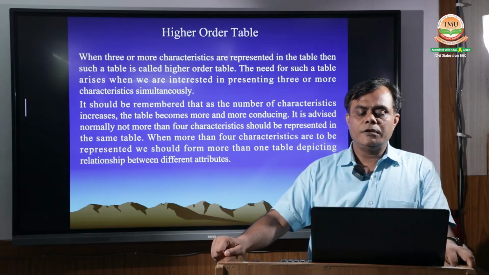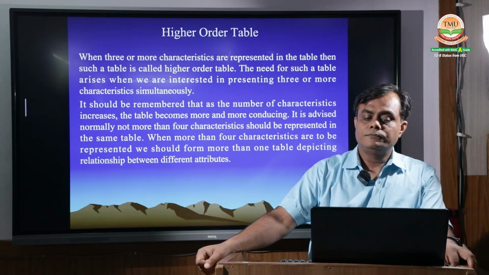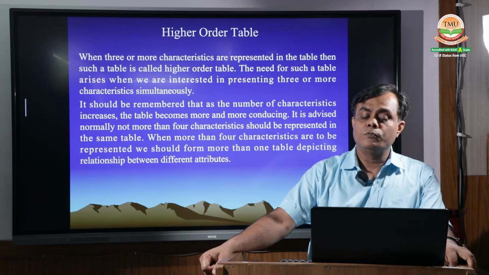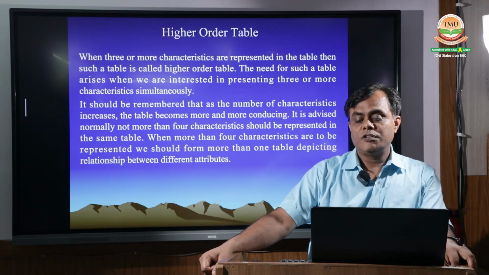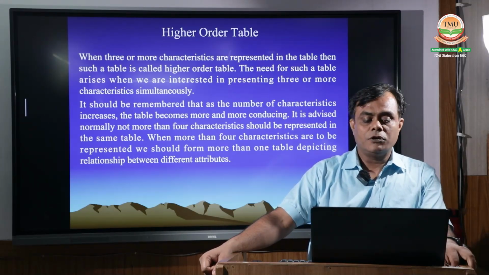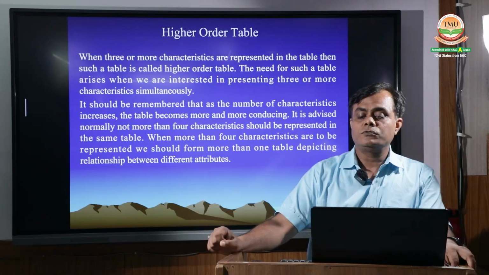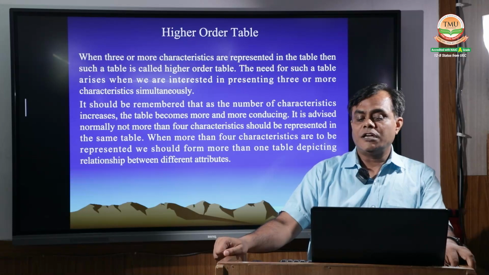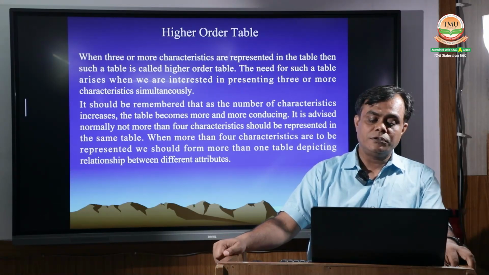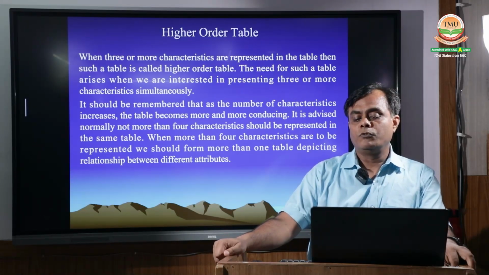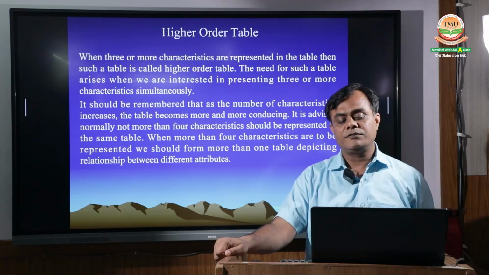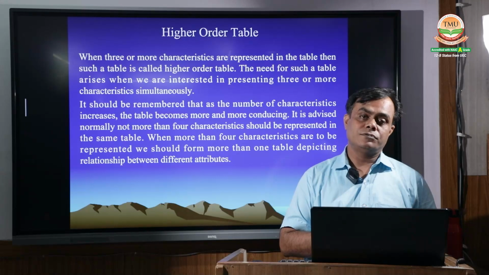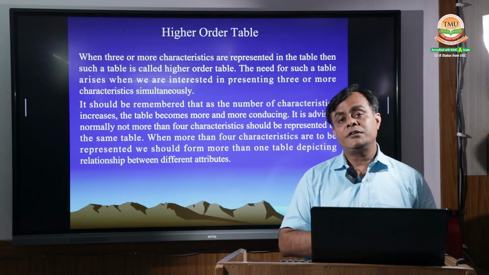It should be remembered that as the number of characteristics increases, the table becomes less conducive, and it is normally advised that not more than 4 characteristics should be presented in the same table. When more than 4 characteristics are to be presented, we should form more than one table depicting the relation between the different attributes. So there are certain characteristics and there is a certain limitation.